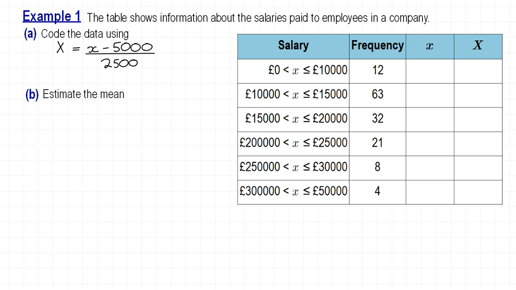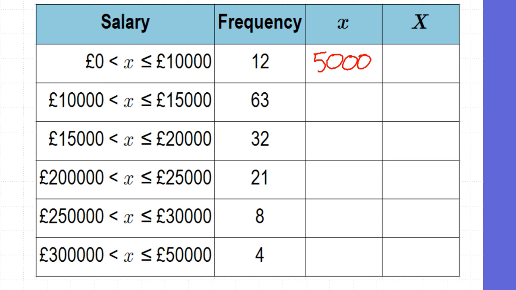Example 1. So here we have a grouped frequency distribution. Consequently, it's impossible to actually work out the mean, we can only estimate it. For example, these 12 employees here, it's unclear how much they actually earn. So our best guess, if you like, is to assume that they all earn £5,000. We go for the midpoint. And we need to do that with all of the classes, all of the groups.